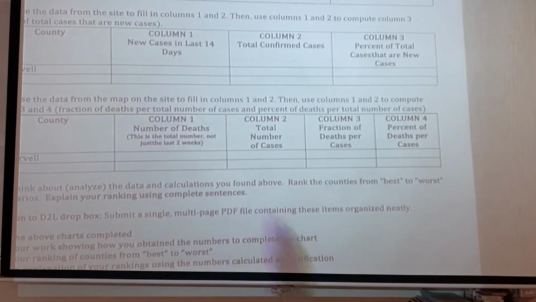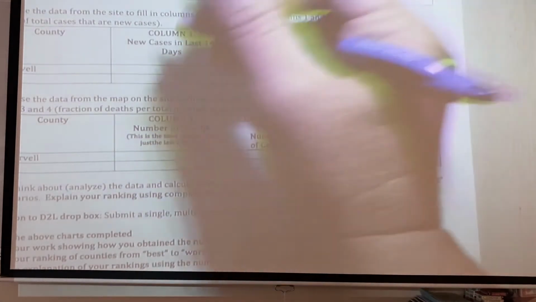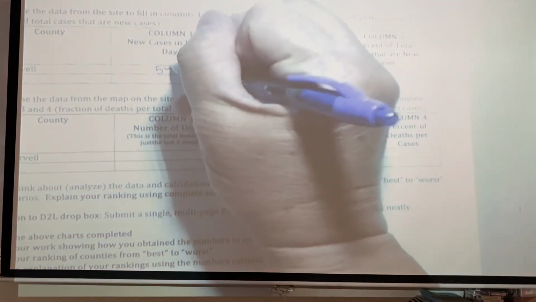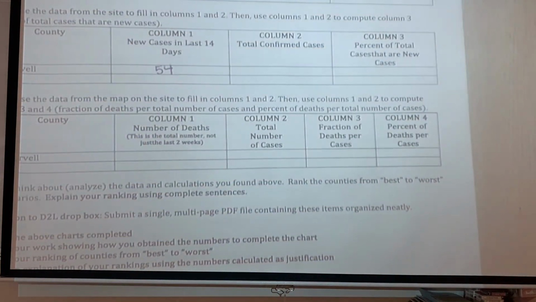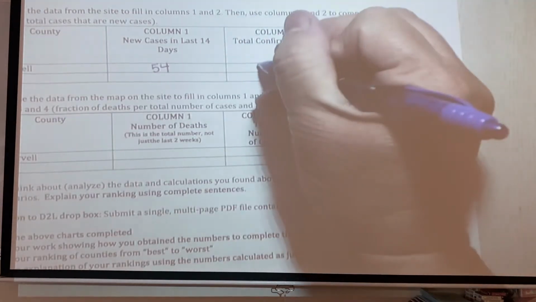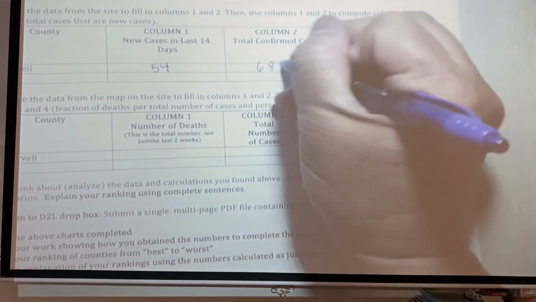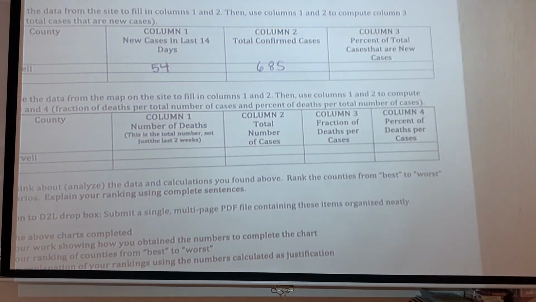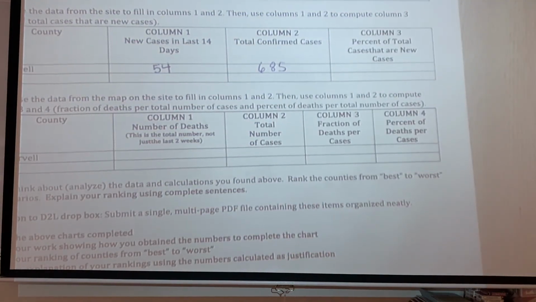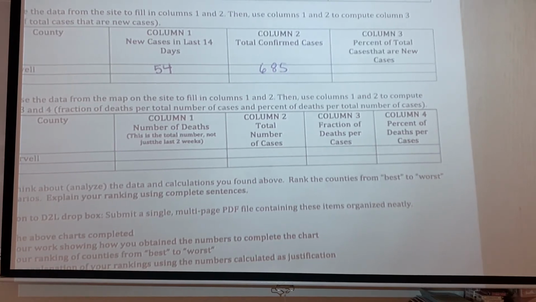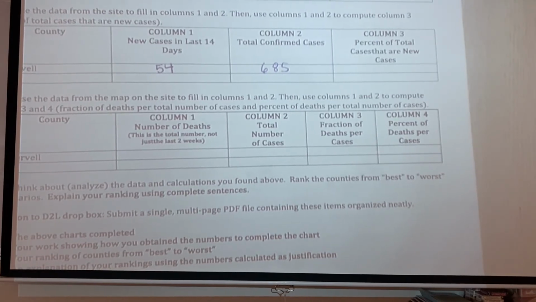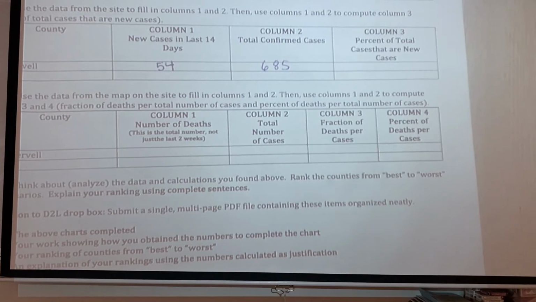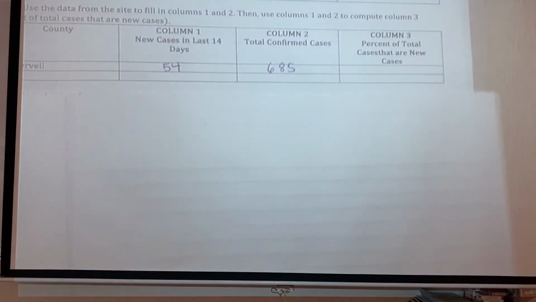So we look at the site, we go, how many cases were in the last 14 days? Well, we know it was 54. How many total confirmed cases were there? 685. Now the percent of total cases that are new cases. Put the 54 over the 685.